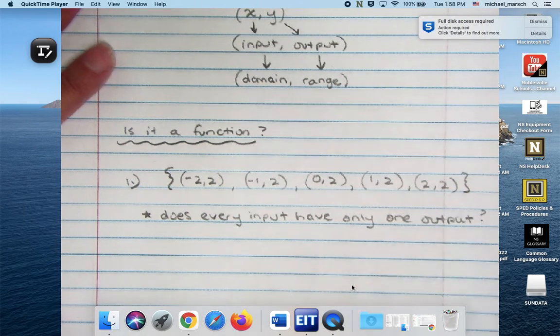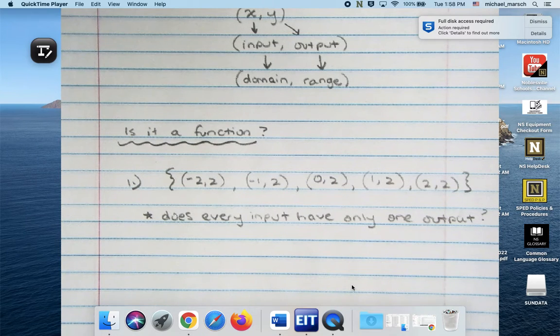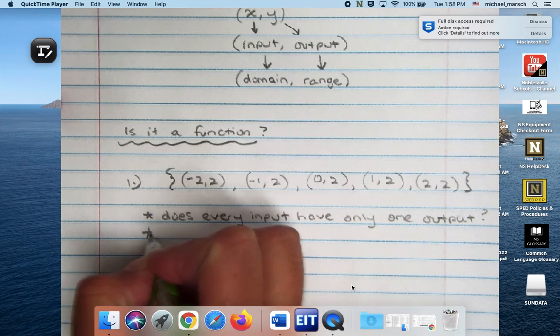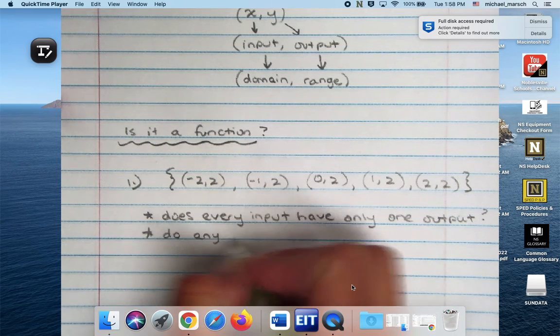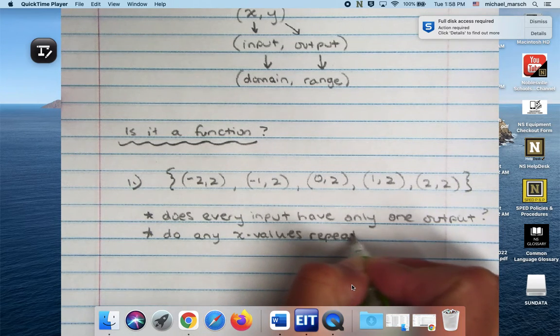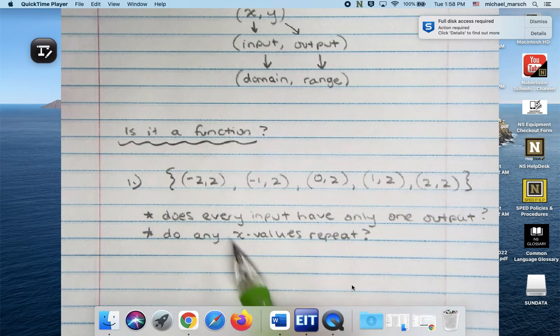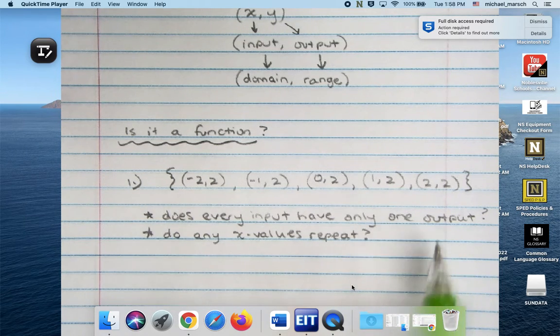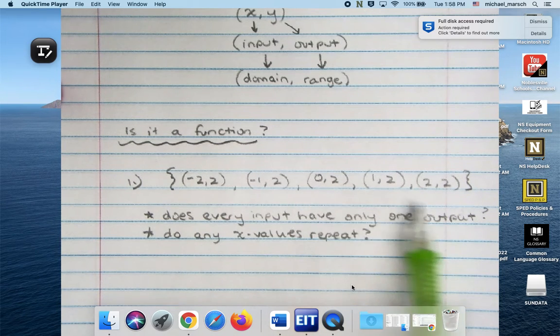So some of you are probably thinking, I have no idea what that means, right? I see some inputs, I see some outputs, I see some x's, I see some y's. So in super basic terms, our question is, do any x values repeat? Right? So does every input have only one output is the exact same thing as looking at this set of ordered pairs and seeing, do any x values repeat? Because if an x value repeats, that means it has more than one output, right?